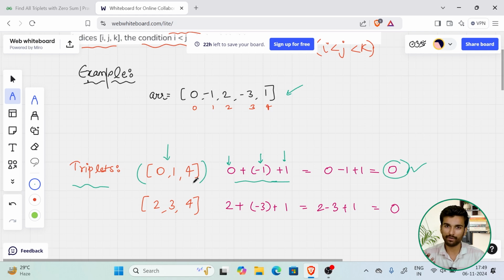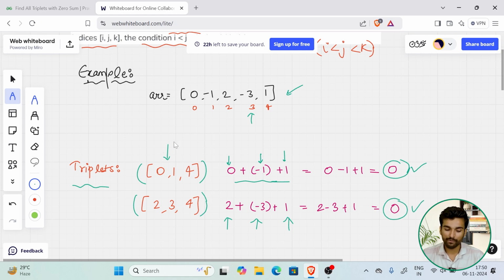Let's see the second triplet that is given to us. The second triplet is 2, 3, 4. Let's see the values present at 2, 3, 4. arr[2] is equal to 2, so we have written a 2 here. The value present at the third index is -3, so we have written a -3 here. The value present at the fourth index is 1, so we have written a 1 here. So 2 minus 3 plus 1. The total value comes out to be equal to 0.